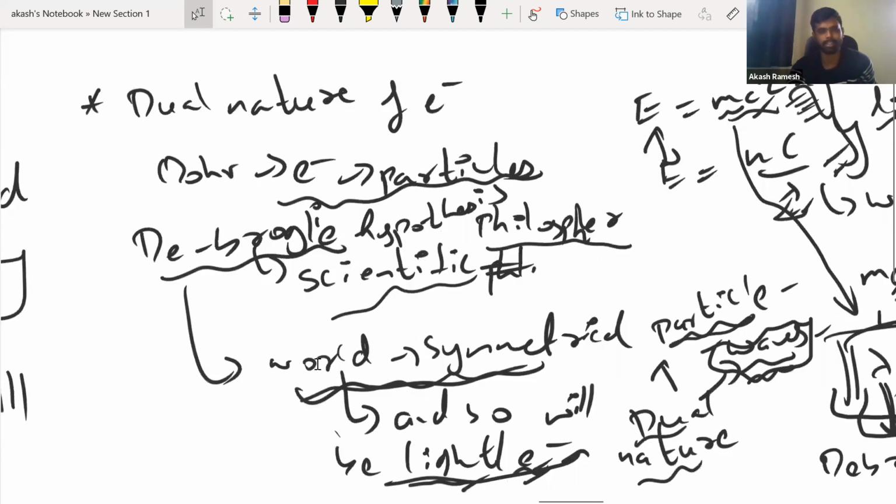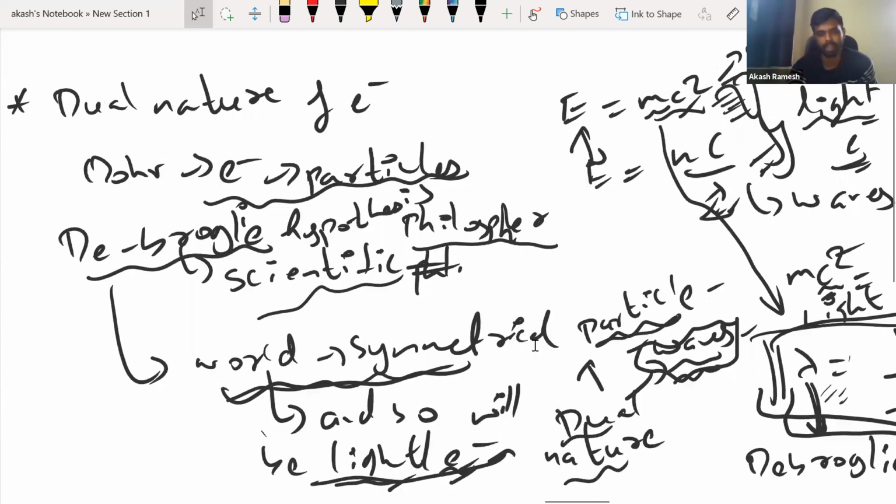You know what he said? He said that the world is symmetrical, and so is light or electron. Everything has two sides: head, tail, life, death, night, day. Like that, everything will have two properties. So he said light will also have two properties, in the sense that it has both particle nature as well as wave nature. The same goes for electrons.